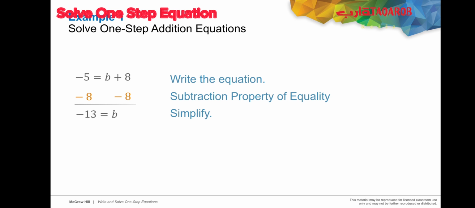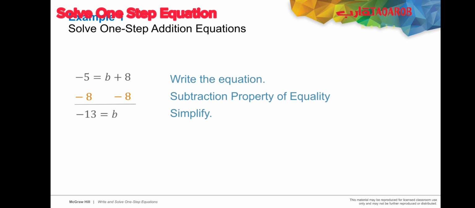So I always focus on the side of the variable. What's the operation that exists on the side of the variable? It's addition, so it's an addition equation. Now, for solving addition equations, I use the subtraction property of equality. So I will think about isolating b, keep b alone. How? By getting rid of the number 8.